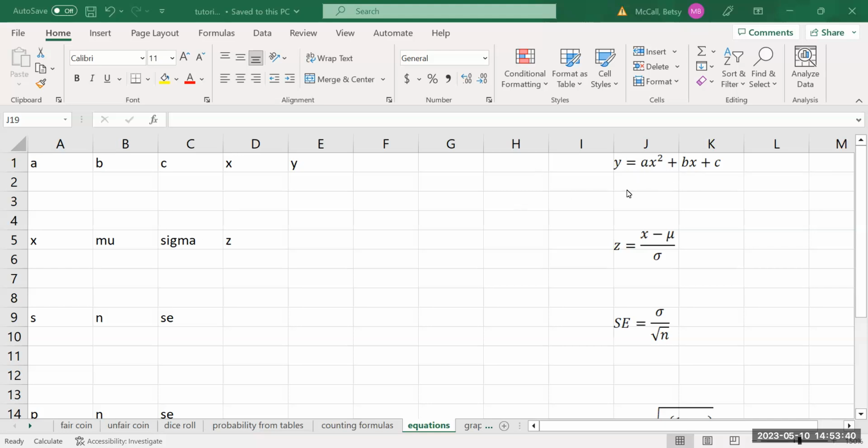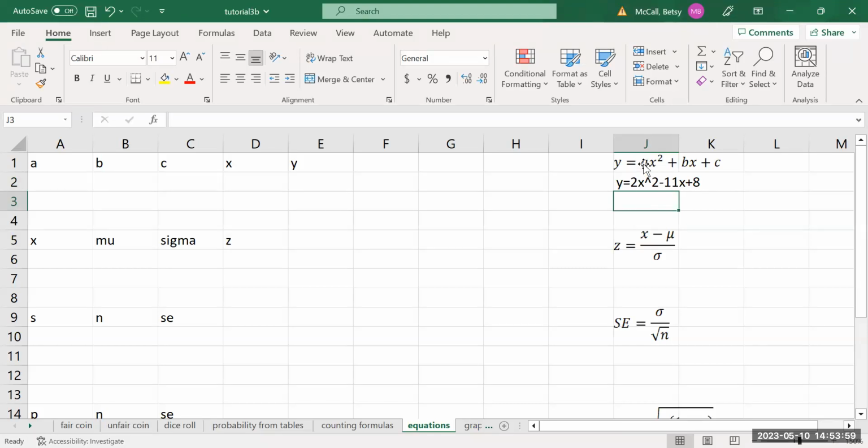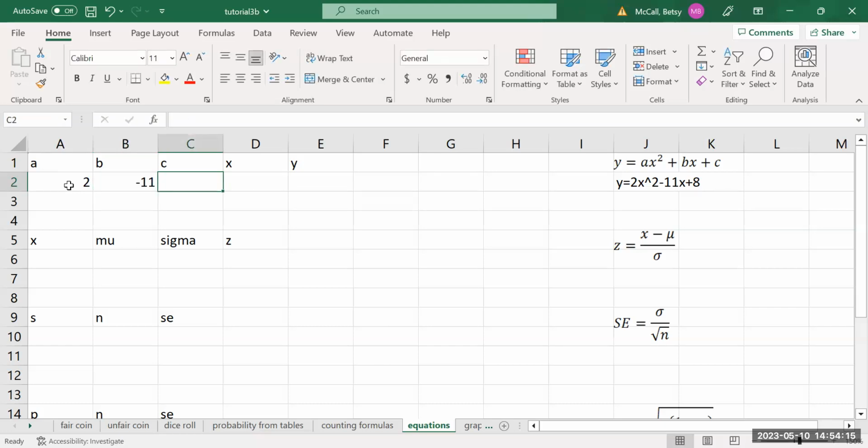So let's say I want to solve the equation. I want to find the value of y for y equals 2x squared minus 11x plus 8. Okay, so what I'm going to do is configure first my a, b, and c. Those are the coefficients in my equation. So a is 2. The sign goes with the number, so b is negative 11. And then the constant is the c value, that's 8.